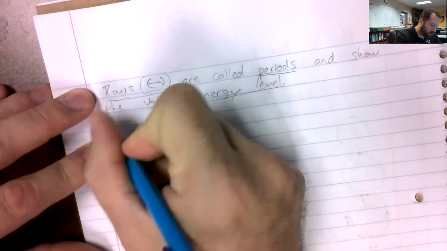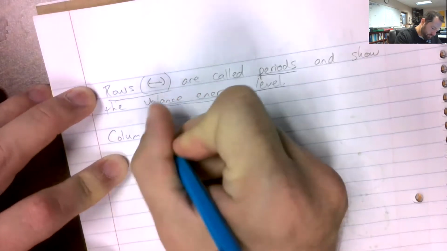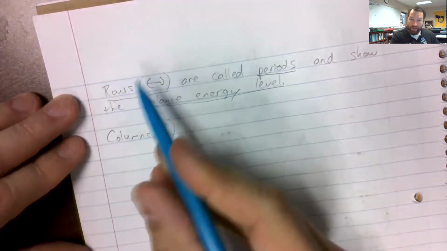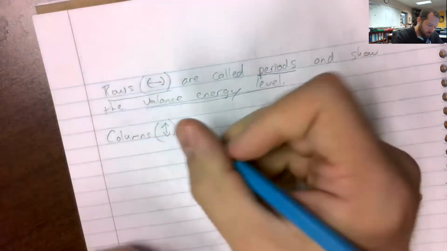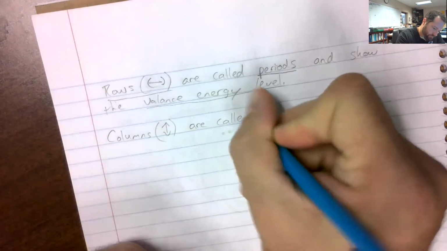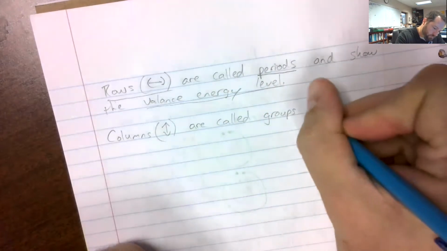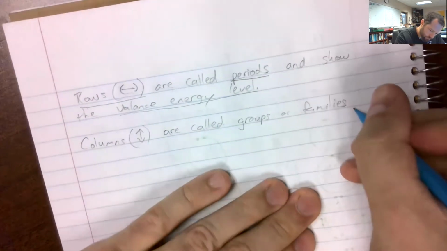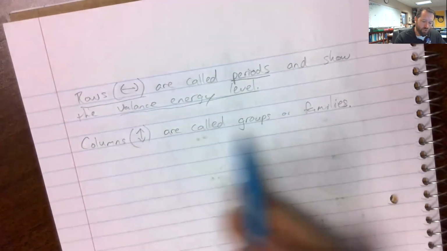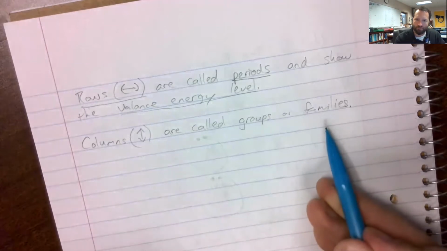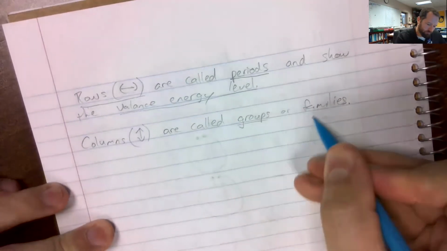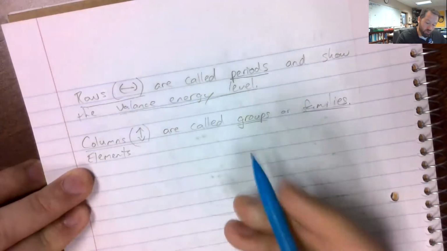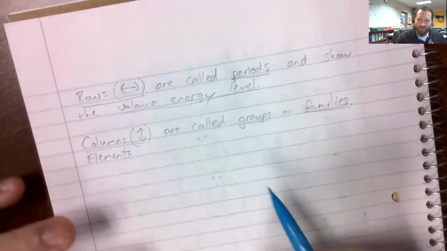What's more important are the columns. And again, if you're not sure of the difference between rows and columns, watch out for that. Rows go left and right, columns go up and down. And columns are called groups or families. I usually call them groups, but you're going to hear them called families, so you got to kind of know that term as well.